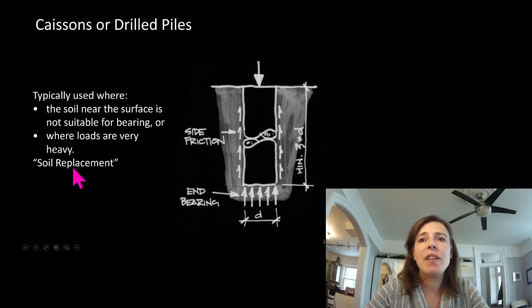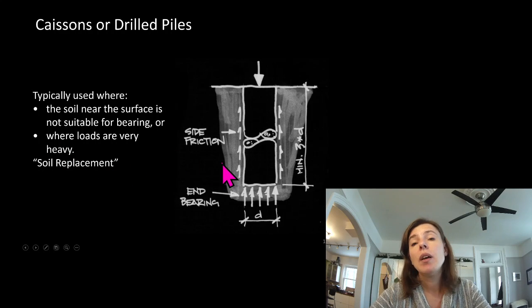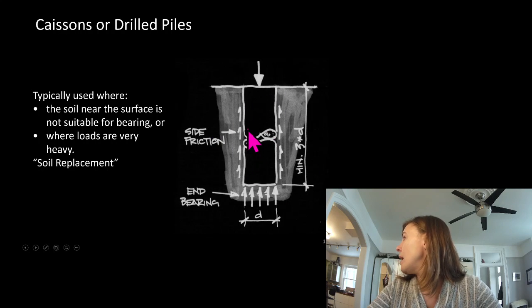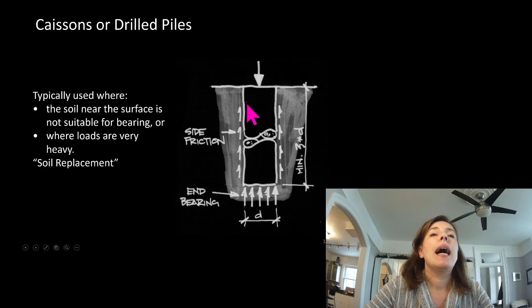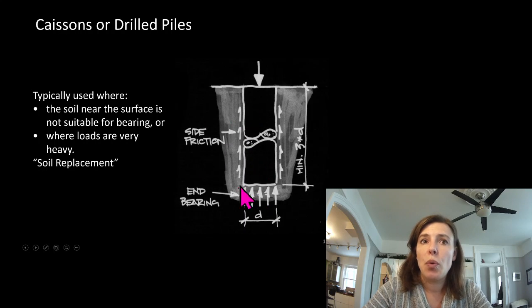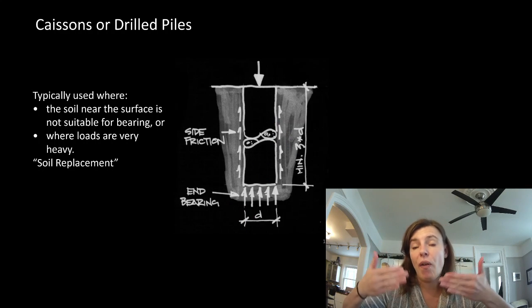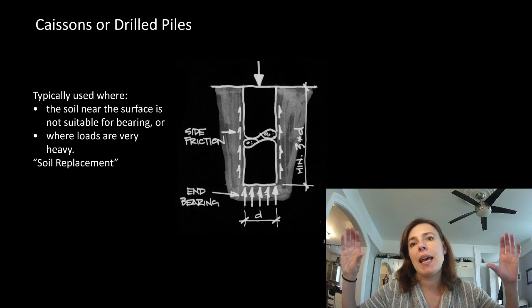They're really good for heavy loads too, and actually in Edmonton, where they have to go down for frost, they use caissons or drilled piles as well, just to get down to a depth where they don't have to worry about frost heave underneath this. And what they'll do is they'll build something similar to foundation walls down far enough that they span from caisson to caisson.